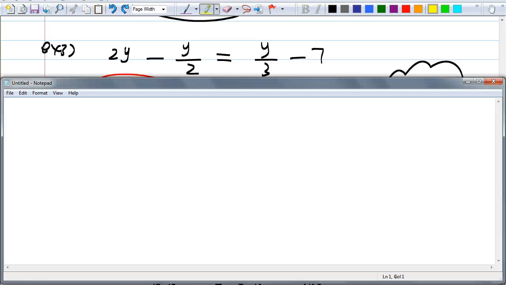What should we do to both sides of this equation? Yeah, multiply both sides by 6. Where did you get 6? Eunice? LCD of 2 and 3. Exactly. Does that make sense?